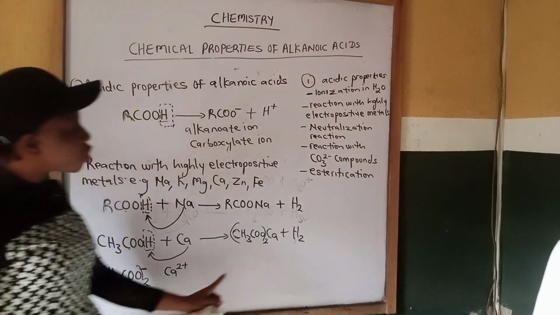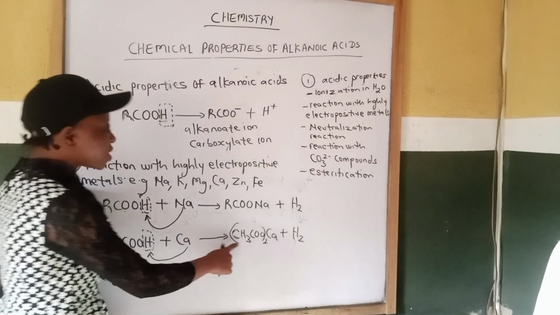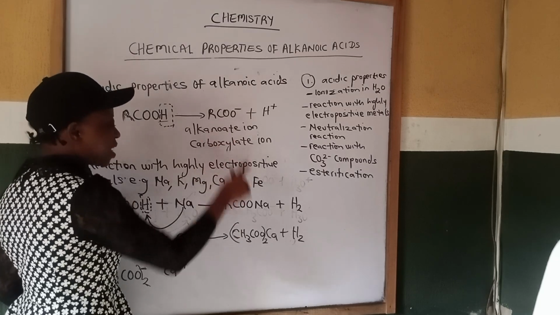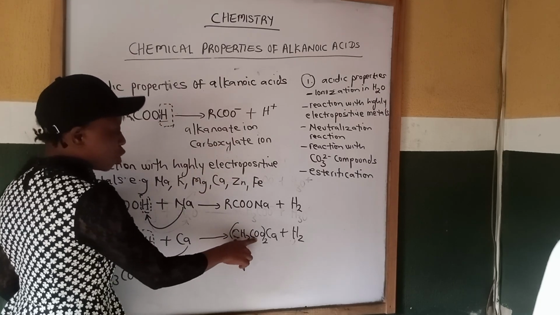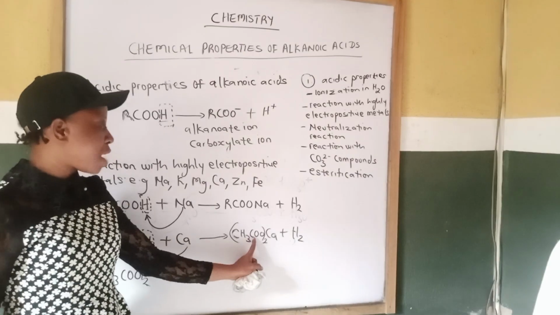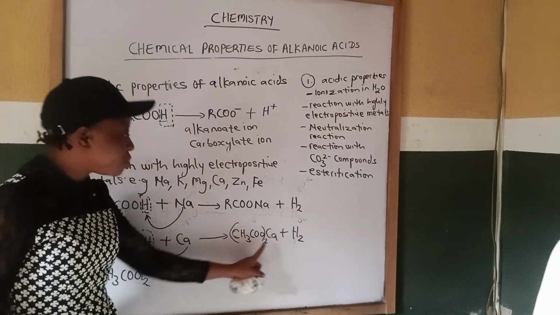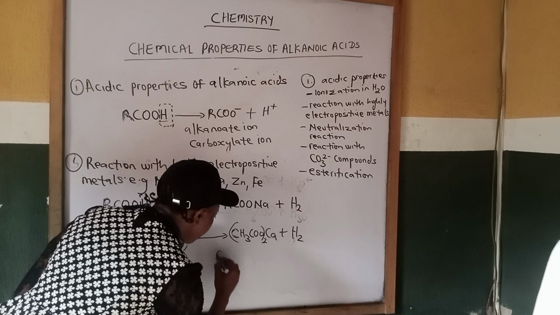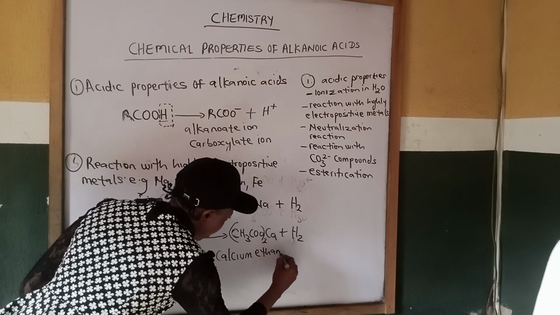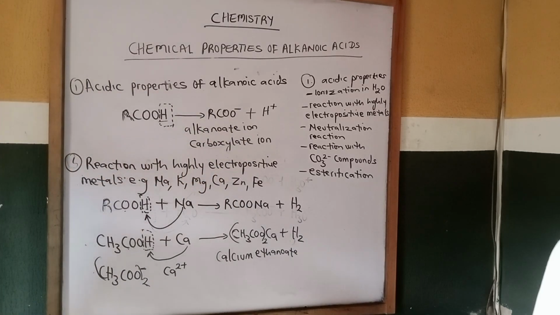Our product is called calcium ethanoate, because the anion form is called an alkanoate. And this is the second member of alkanoate, because we have two carbon atoms from this molecular formula. So we just call it calcium ethanoate. So let's take another example.